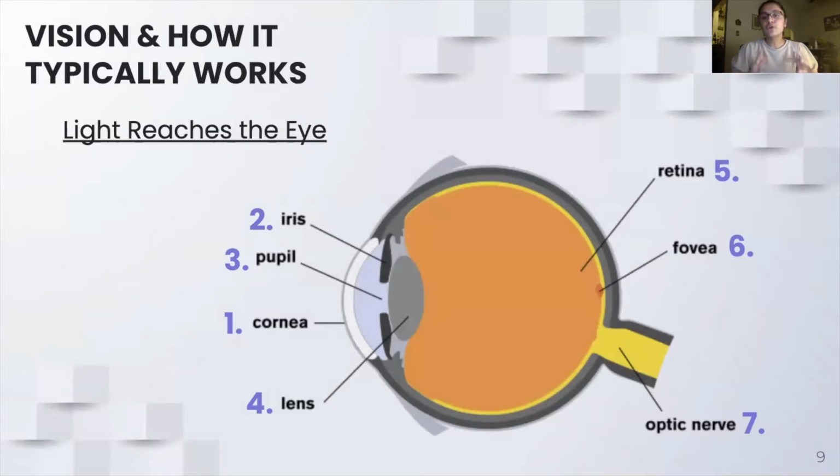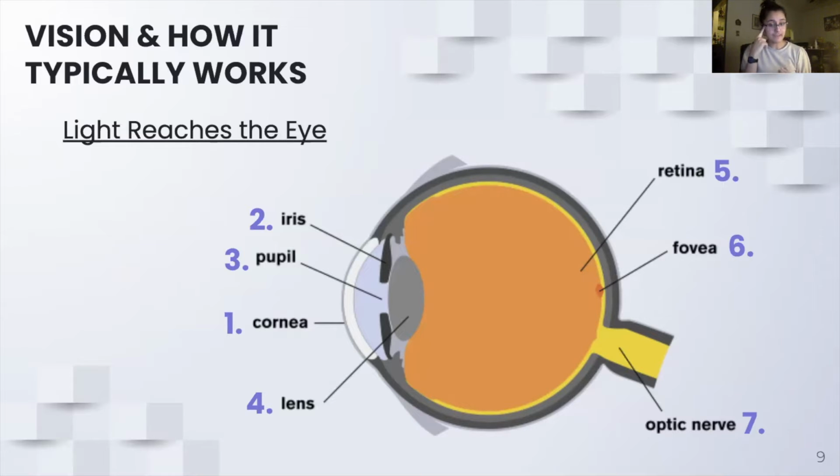And light goes through various layers of the eye in order to be processed. It goes through the cornea, which is the surface on the outside where contact lenses sit. The iris is this muscular diaphragm that regulates light entering the eye by expanding and contracting the pupil. And the pupil is where light enters the eye. It's just a hole. And the lens is what focuses light to the back of the eye.